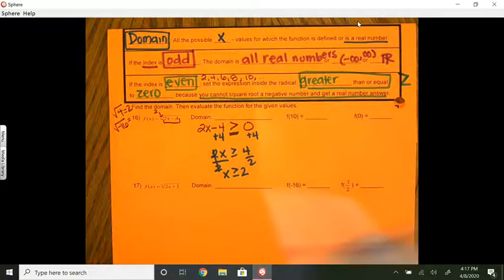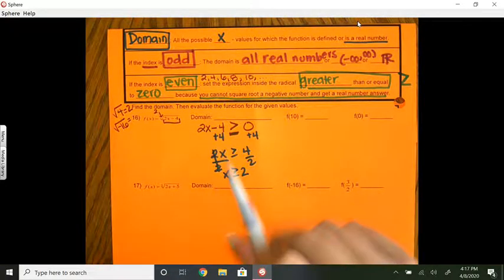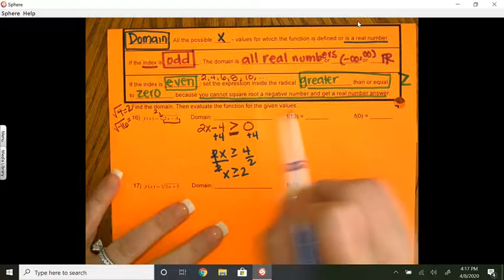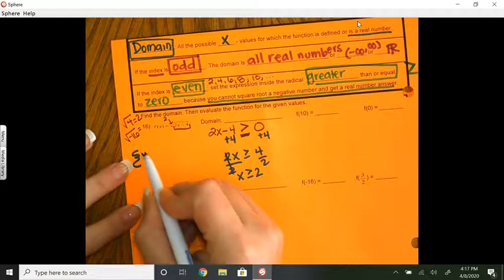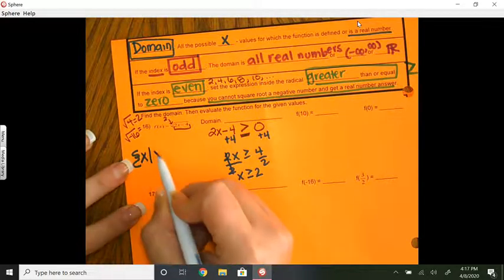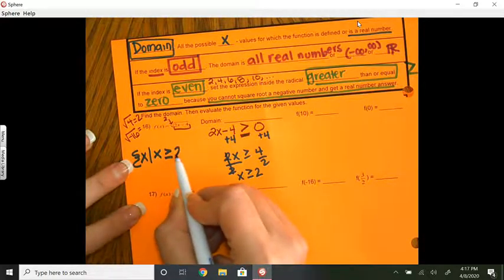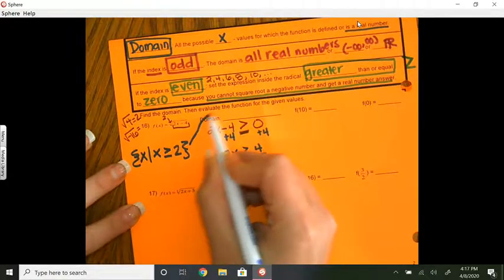Okay, so it says to find the domain. It doesn't say in the directions how to. So one way we can leave our domain is in set builder notation: x such that x has to be greater than or equal to 2. So we can write that here.